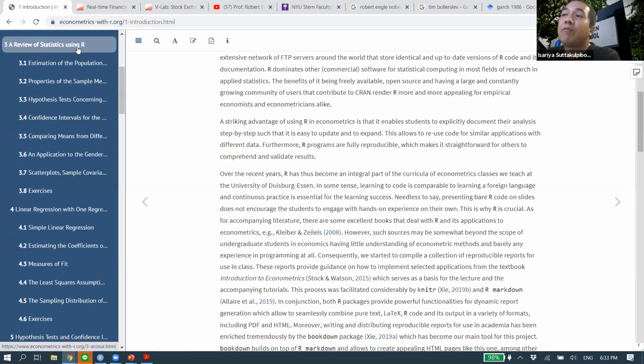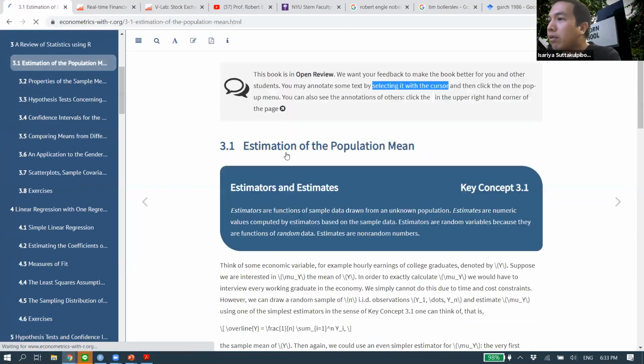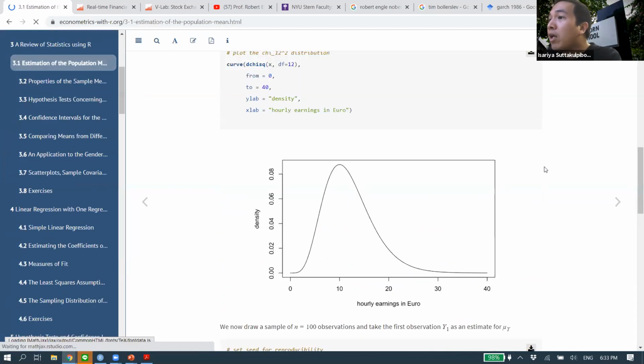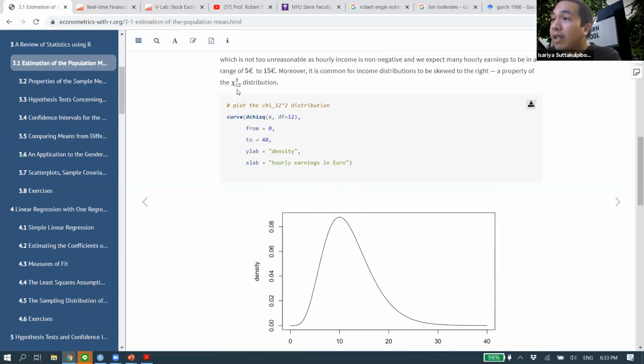review statistics with R, right? So you can learn statistics from here, but also there's R code that you can just copy and paste into your R or RStudio, and then you can basically replicate everything that is presented in this book, right?